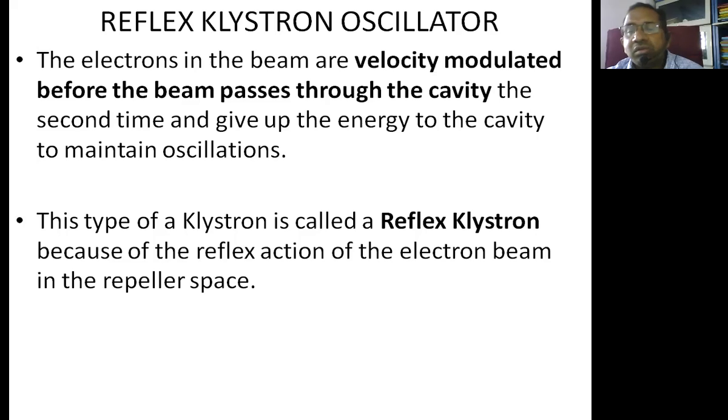Second time when the electron visits the cavity, what happens? It is due to the velocity modulation, and the electrons give up energy to the cavity to maintain the oscillations. So what is it giving to the cavity? To the cavity, it is simply giving bunches of electrons at various time periods with various amplitudes. So therefore, we are getting the oscillations.